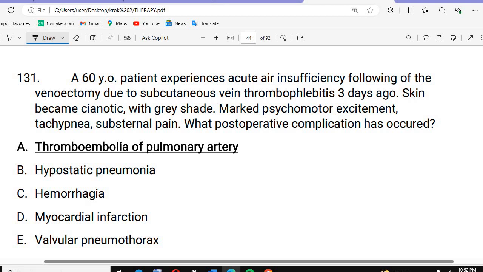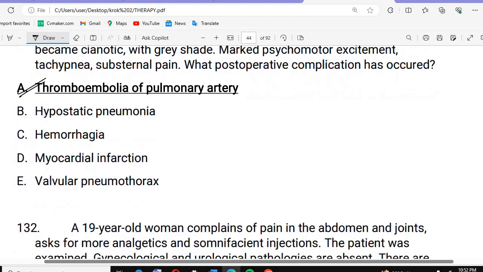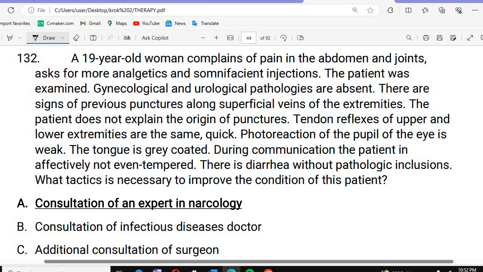The same question that we discussed yesterday. There is thromboembolism formation due to some thrombophlebitis agents, so there is thromboembolism of the pulmonary artery. Now see what tactics are necessary to improve the condition of these patients. We need consultation of experts in narcology and infectious disease doctors.